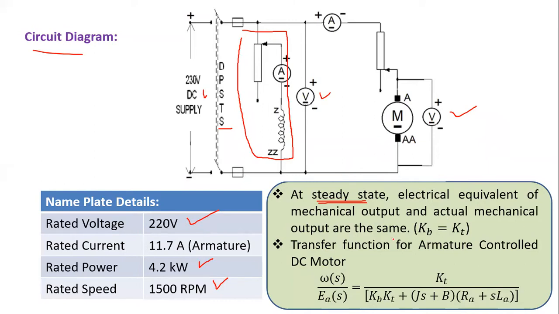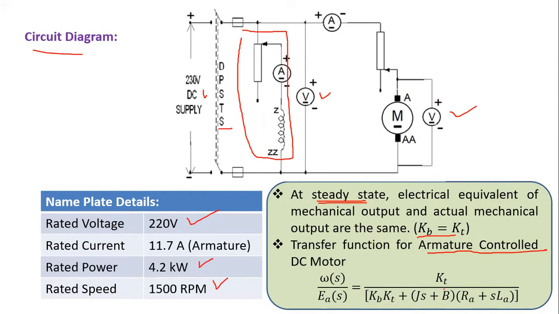Coming to the electrical constants, the back EMF constant we are assuming equal to the torque constant KT. At steady state, we assume the back EMF constant is equal to the torque constant. And we need to identify the transfer function of an armature control DC shunt motor. So we need to know what different parameters we need to calculate from this experiment. For that, we'll check the main equation. Transfer function for armature control DC motor, omega of S by EA of S.